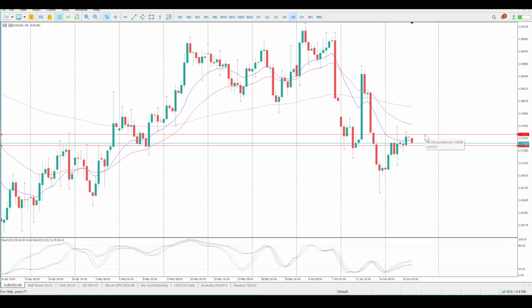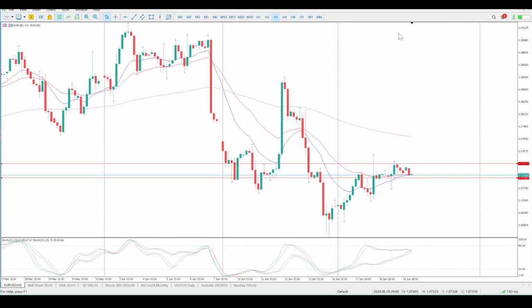Now, if we're hovering here, I'm going to put this zone in. So we're hovering here between 107.527 and 107.360. Nothing really happening. Oscillators are indicating a move to the upside, but we are below the moving averages here on the 8 hours, so take that with a little bit of salt.